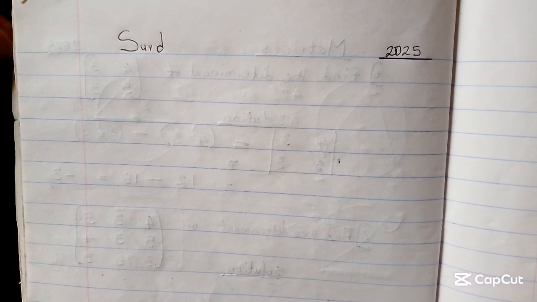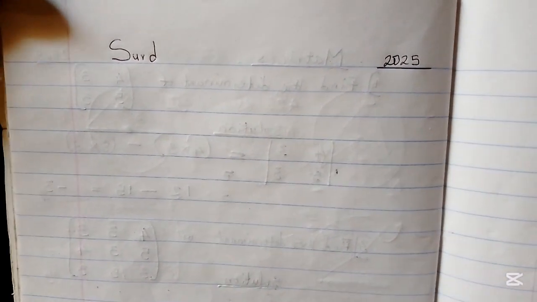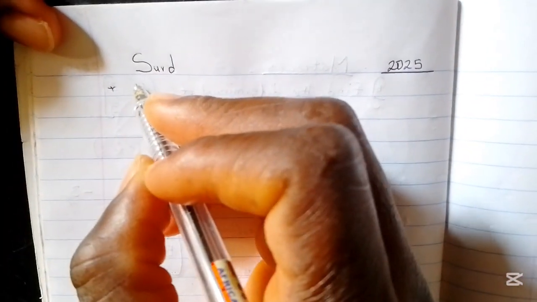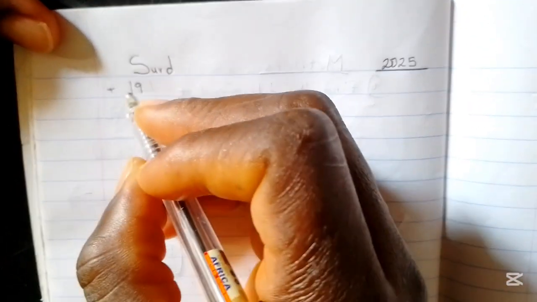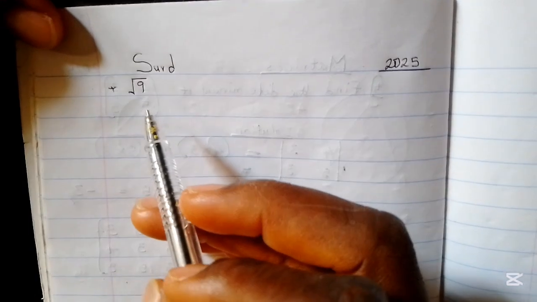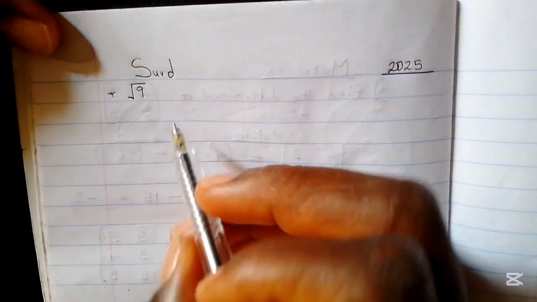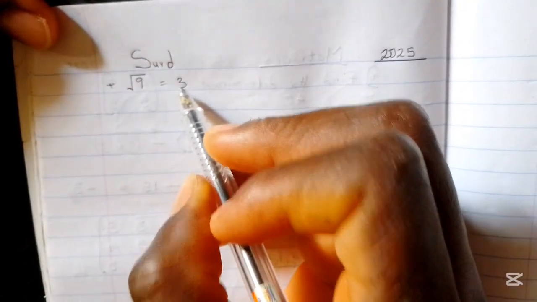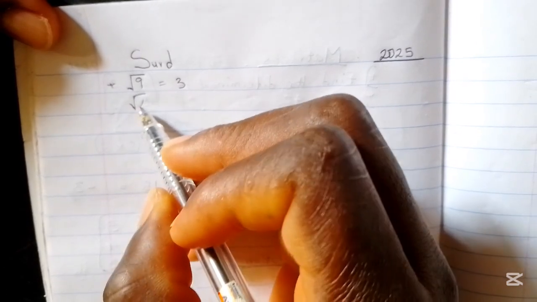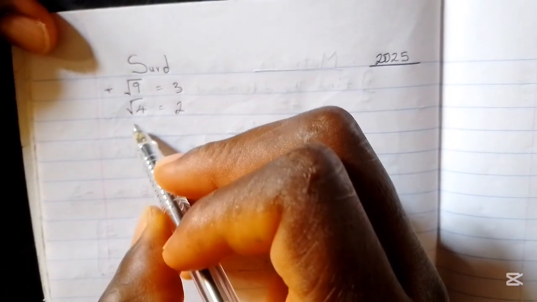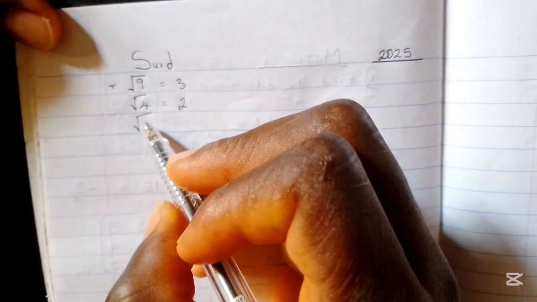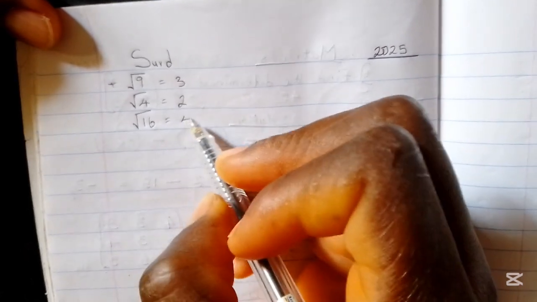Okay, let's look at some introduction to surd mathematics. I want to start with if we have 9 and we say the square root of 9, we need a number that can times itself 2 times to give us 9, and that number happens to be 3. Others will have square root of 4 to give us 2. The square root of 16 will give us 4.